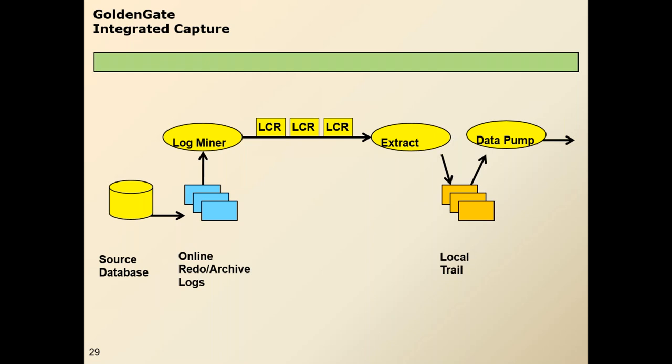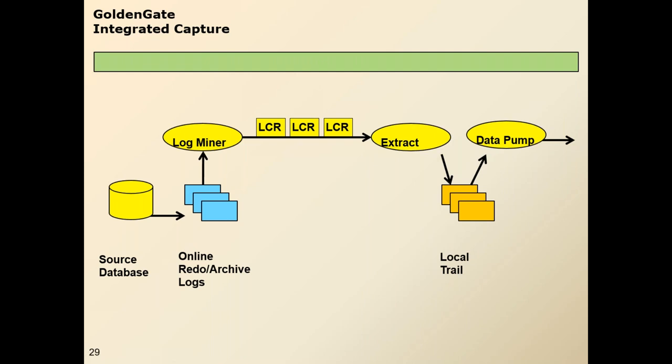Now, whenever any change happens, log miner passes on the changes needed by the extract process in the form of LCR. LCR stands for logical change record. So once extract receives the changes from log miner, it writes them to the local trail, and then the data pump process reads the data from the local trail and writes it to the target.